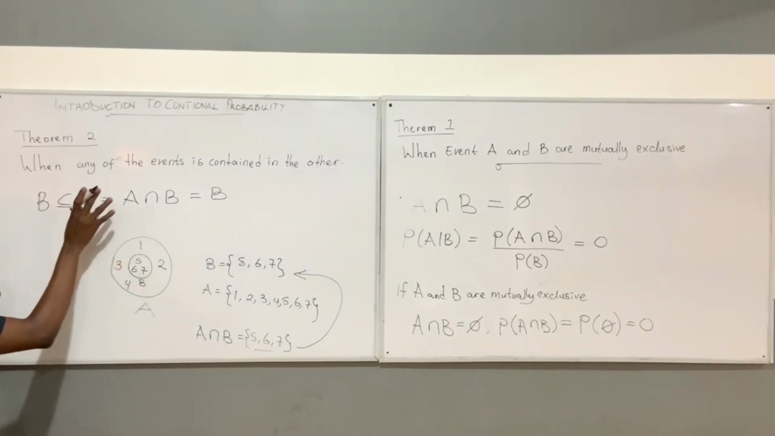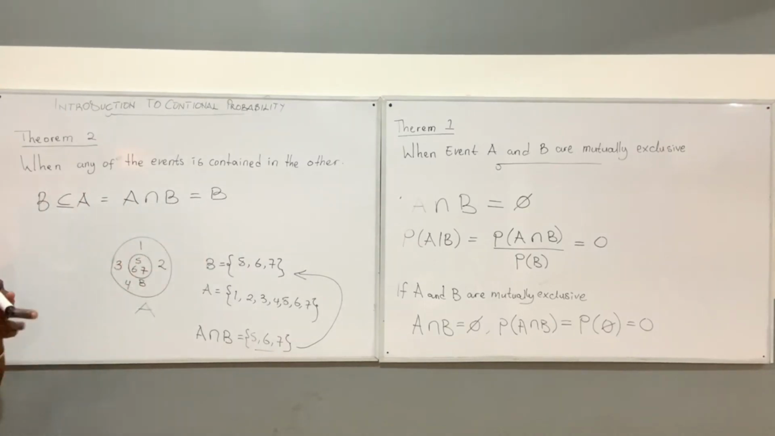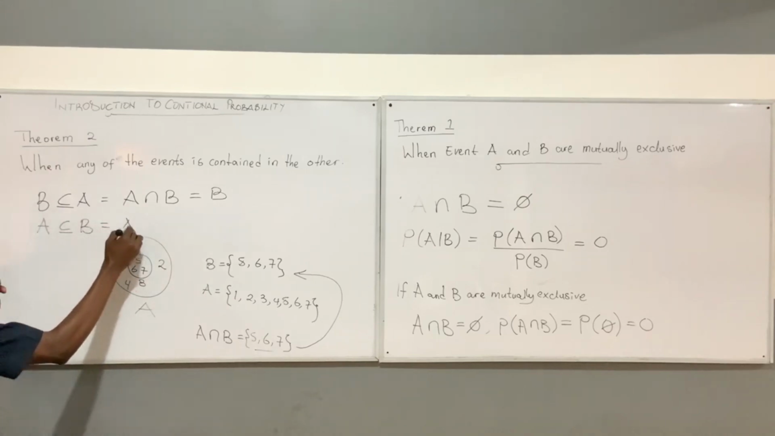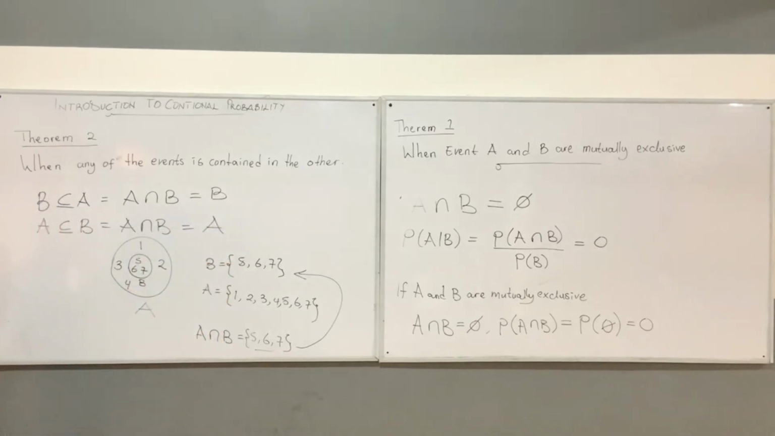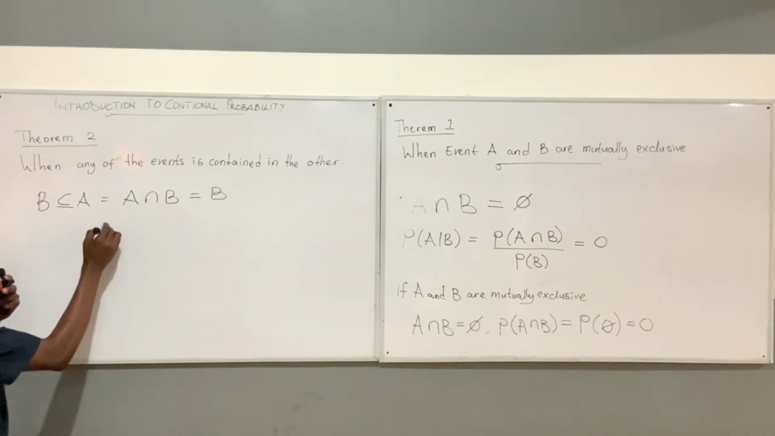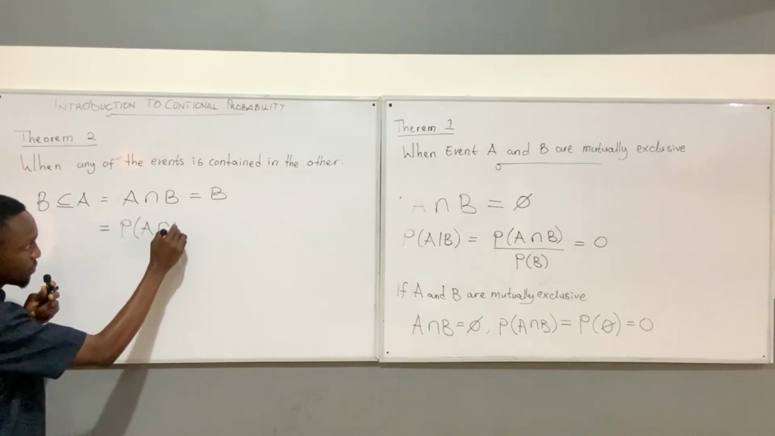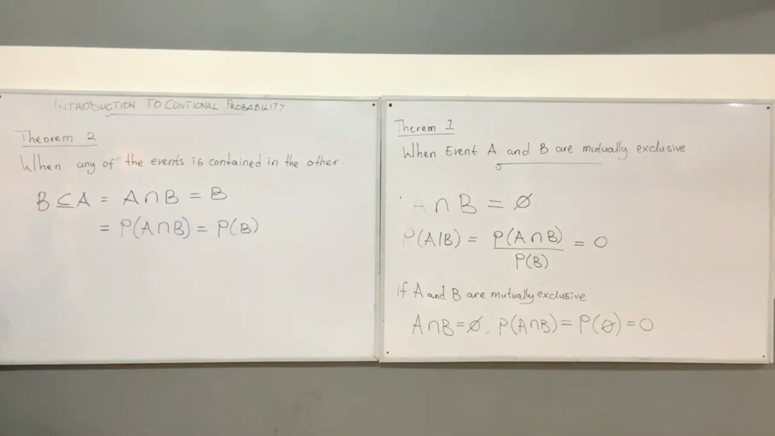So if B is contained in A, then A intersection B should give us B. When you interchange the variables and put A here, you have the same result. So A intersection B should give us A. Do you understand? Now let's take the probability. Now when we take the probability of this result, then the probability of A intersection B is giving us the probability of B. Now when we take the conditional probability, what will happen?